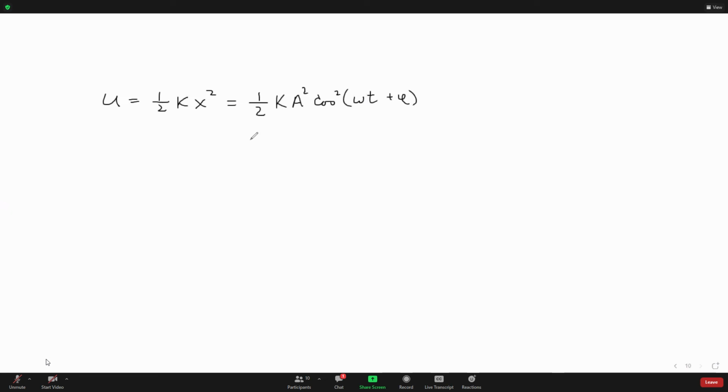Notice how similar this looks. Look at this part of the term right here. This looks just like the potential energy of a mass on a spring that's been extended a distance a. Well, that makes sense. The maximum value of the potential energy is 1/2 ka squared because the maximum value of the cosine is 1. And we expect that when we're at the maximum extension, our potential energy is a maximum. So that makes perfect sense. Okay, that's good.